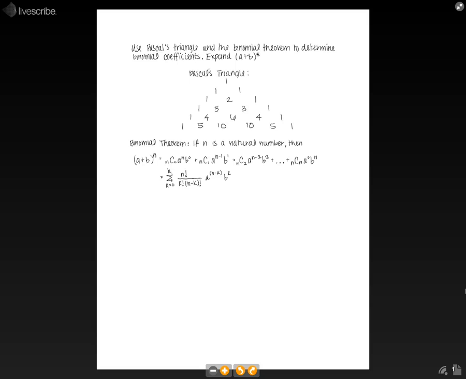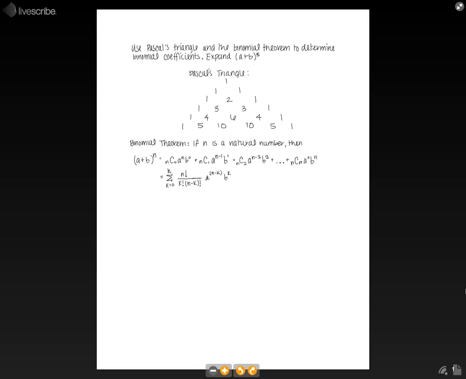In this pencast, we're going to be learning about the binomial theorem. So the problem says, use Pascal's triangle and the binomial theorem to determine binomial coefficients. Expand a plus b to the fifth. Alright, so I have Pascal's triangle written out here, and the pattern goes that the Pascal's triangle numbers are actually the coefficients for our expanded binomial.